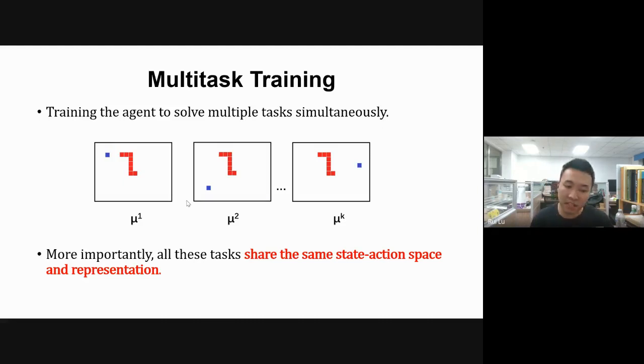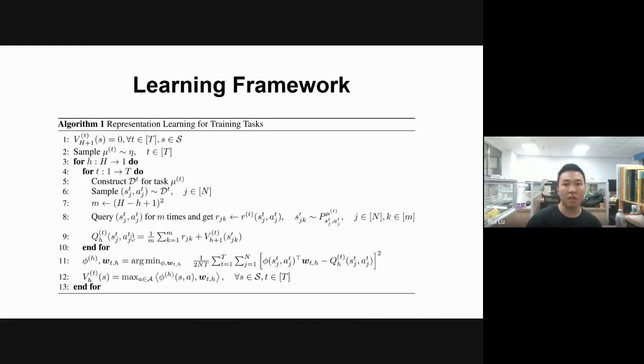Of course, maybe each individual task emphasizes some aspect of what a good representation should be. And then you learn a common low-dimensional representation, which utilizes all the data and the experience you learn from each task. And here is our learning framework. I will explain it line by line.